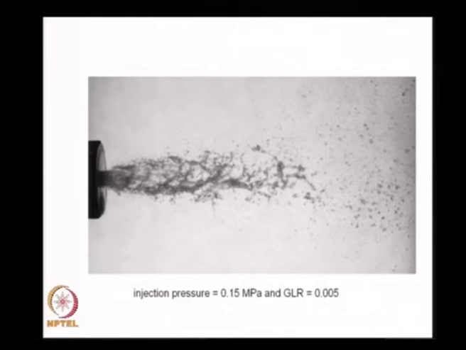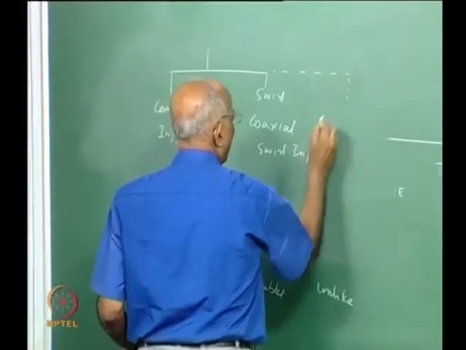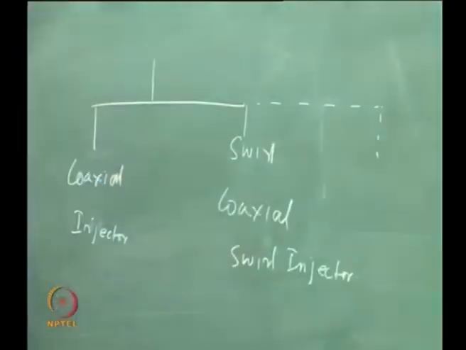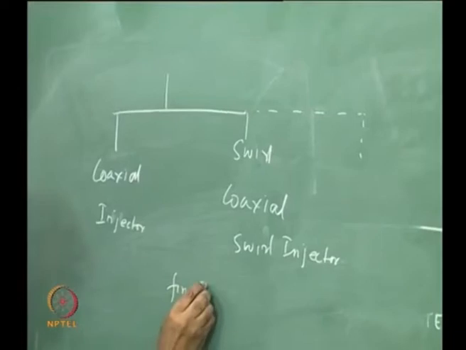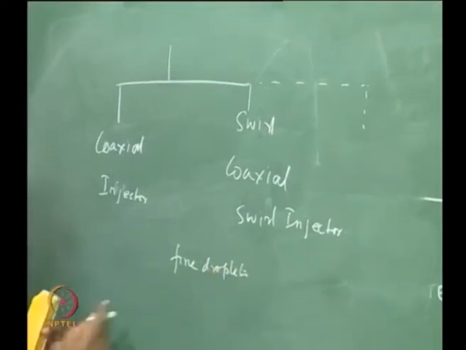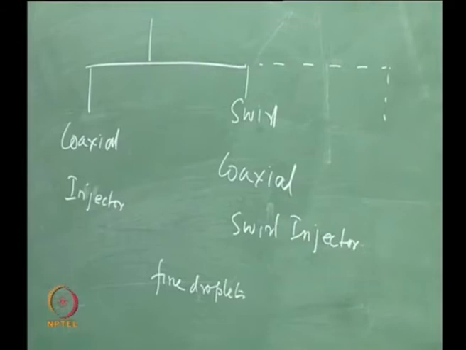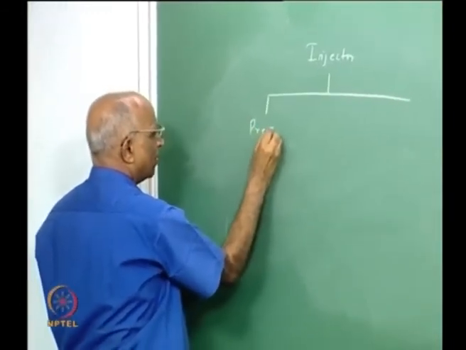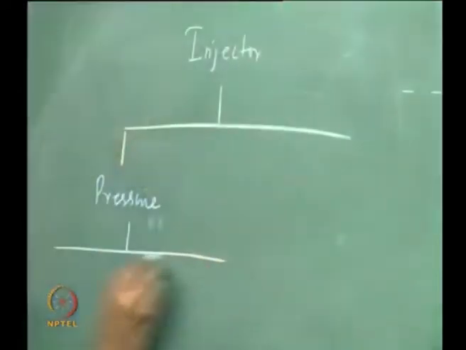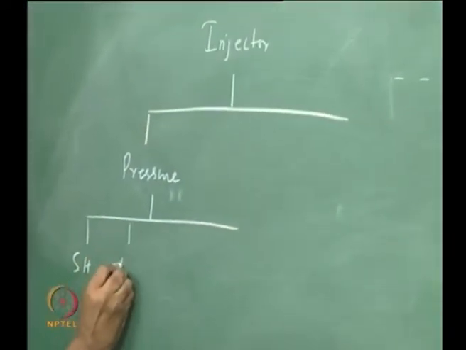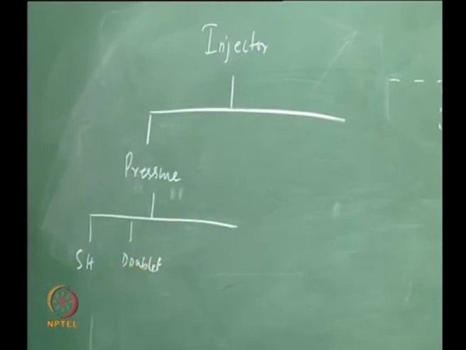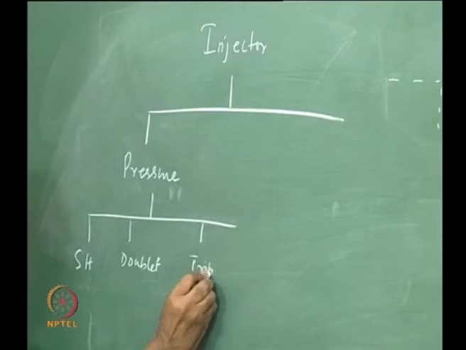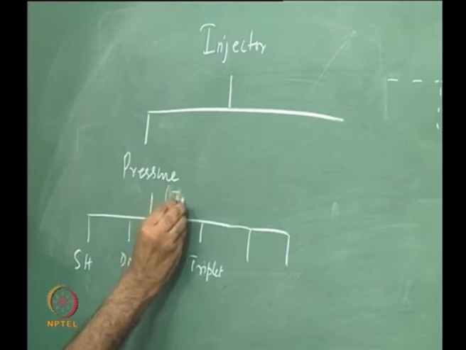Therefore, I can keep on adding different types of injectors, and all have a requirement, and the requirement is I need fine droplets which can evaporate and burn, and also meter the required quantity of fuel and oxidizer. Now, I have a formal method of doing it: pressure injectors or pressure atomizing injectors. These could be shower head, could be doublet. The doublet could be like or unlike. I could have triplet, quadruplet, pentlet. These are using liquid jets.